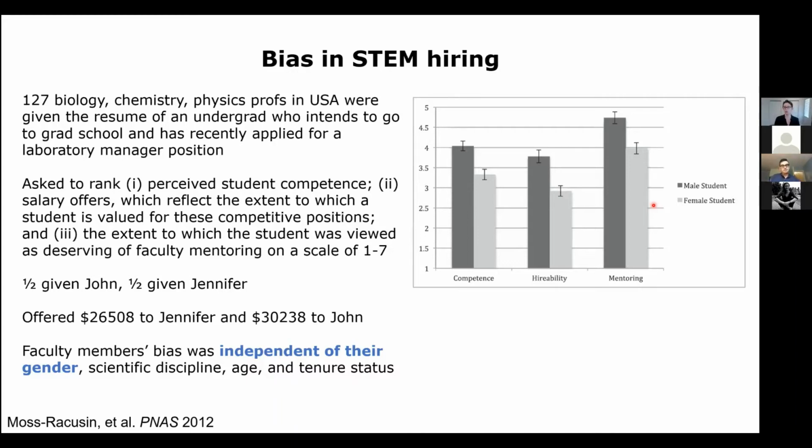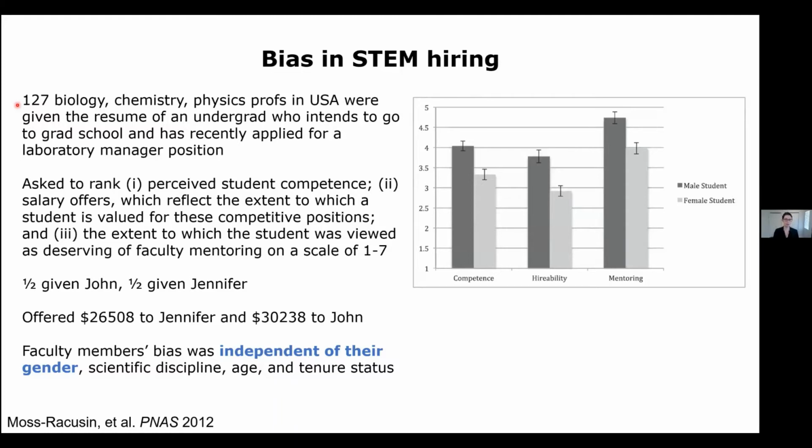And so I just want to show you this one study, actually two studies. This looks at bias in STEM hiring, and it's my favorite study because it's the first one that I found that really looked at bias in STEM in a scientific way. So what they did was to send out to 130 science professors in the US a resume of someone who had just finished their undergrad degree, wanted to go to grad school, but was applying for a research manager position.